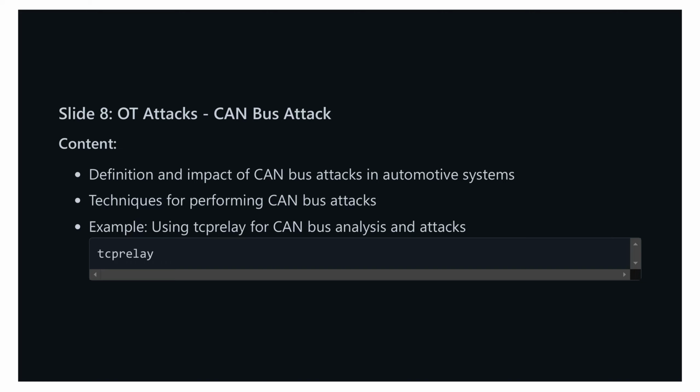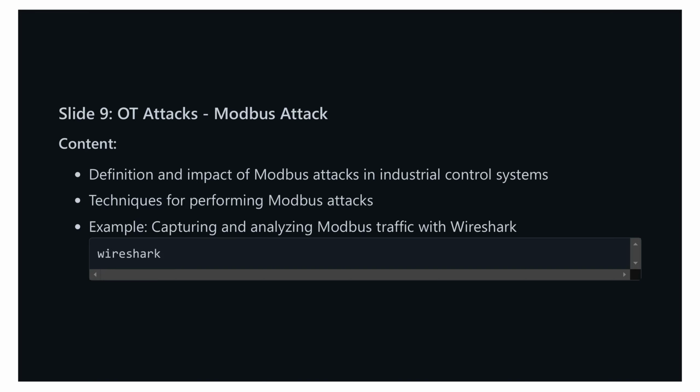Now let's move to the next slide, where we'll examine Modbus attacks in industrial control systems, including their definitions, impact, techniques, and practical analysis using Wireshark. On slide 9, we delve into attacks on the Modbus protocol within industrial control systems. The Modbus protocol is widely used for connecting industrial electronic devices, transmitting data over serial lines and Ethernet networks.